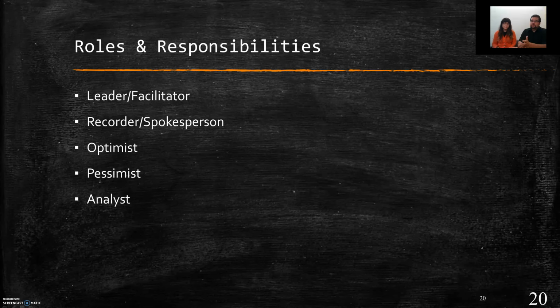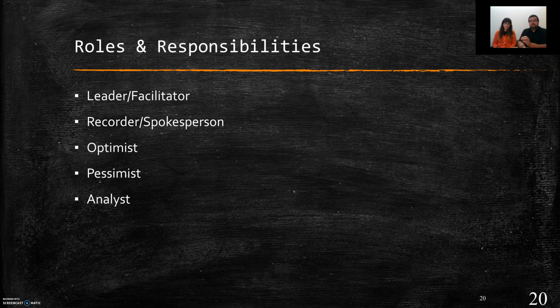So, some of the possible roles. These are also out of Chapter 9 of your engineering text. One of them is the leader facilitator. This is the individual that opens the meeting and closes the meeting and keeps the conversation going within the meeting. You also have the recorder and spokesperson.